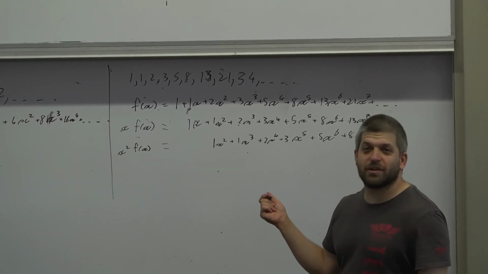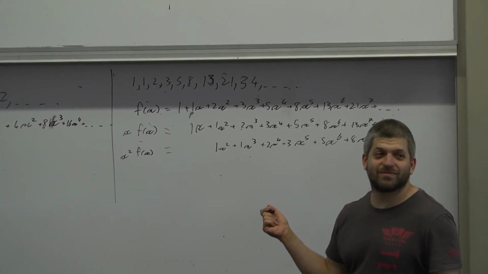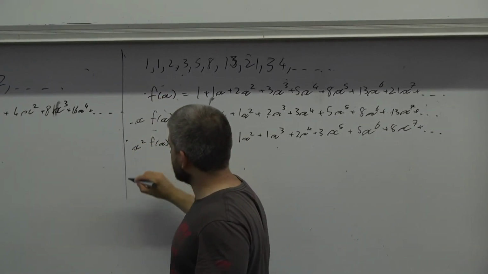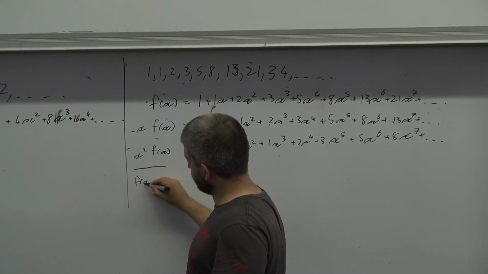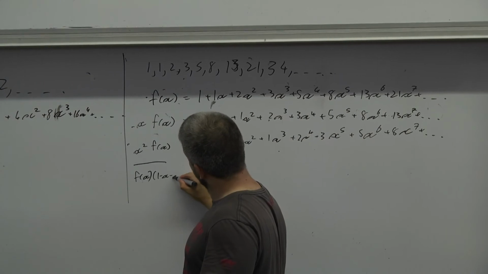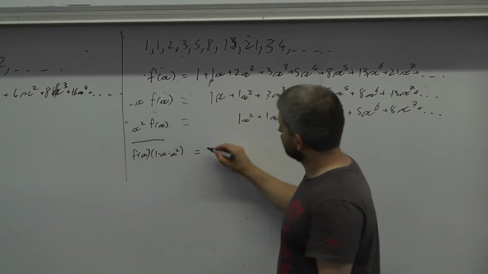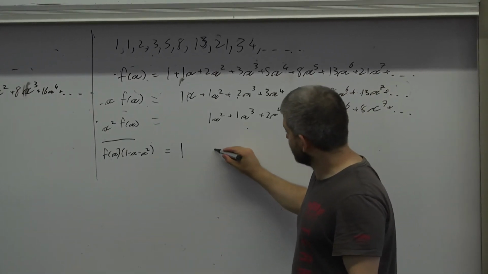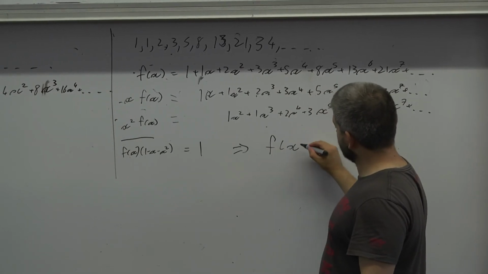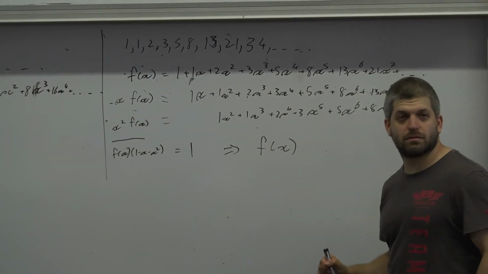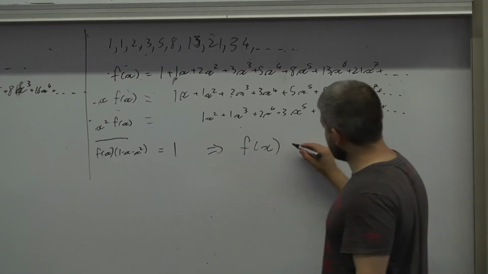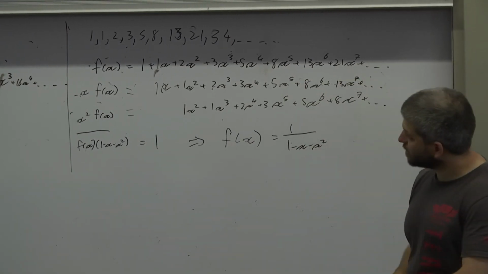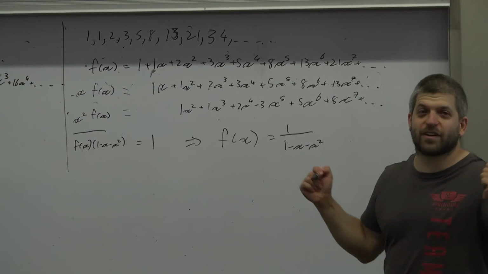Okay, anyone have any ideas? Yeah, we're going to subtract. So subtract on this side. This thing minus this gives us 1. Yeah. So what's f of x? This generating function of Fibonacci numbers. Okay, so we get the generating function.